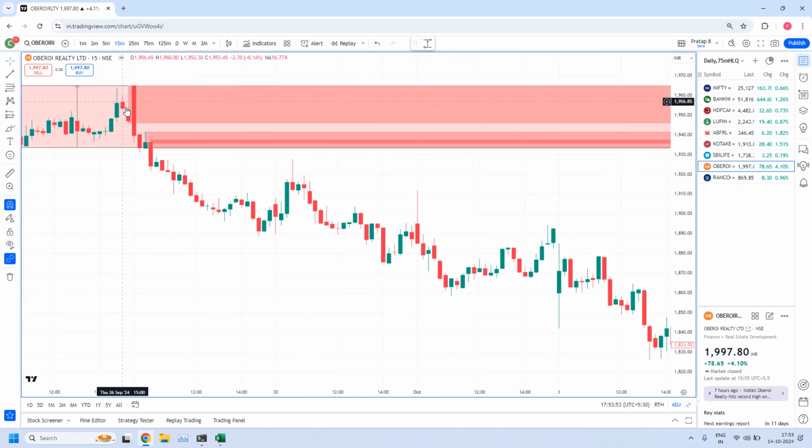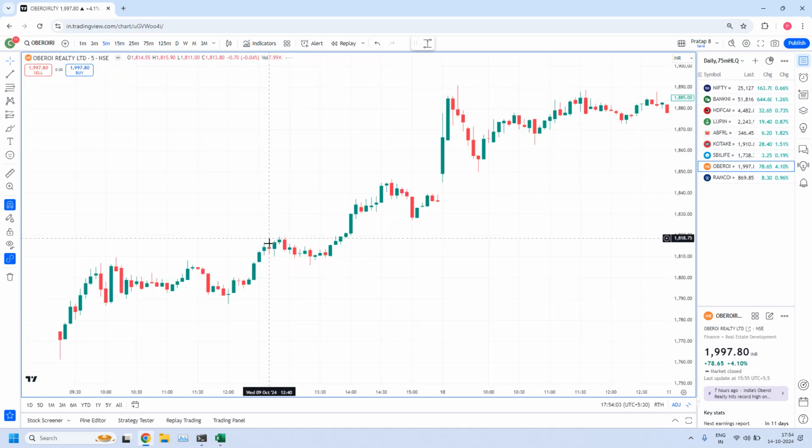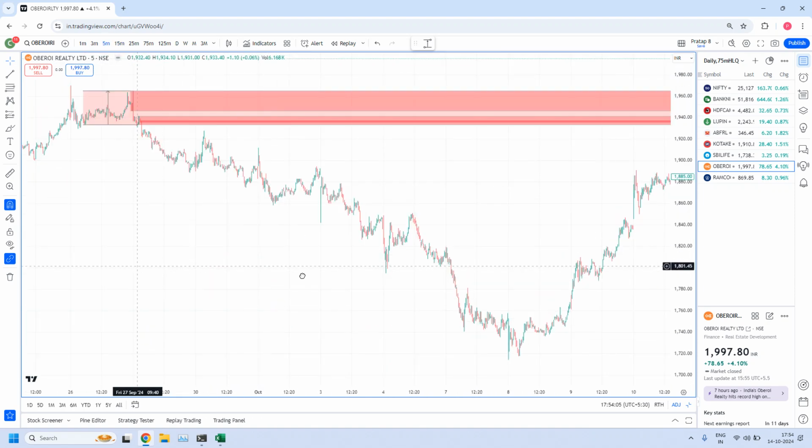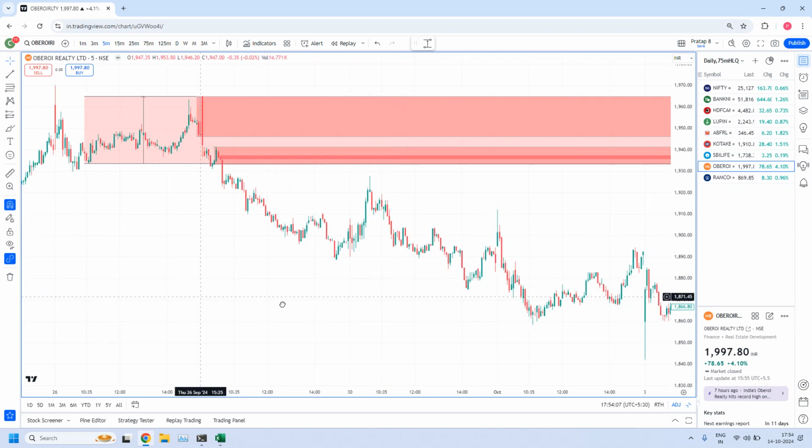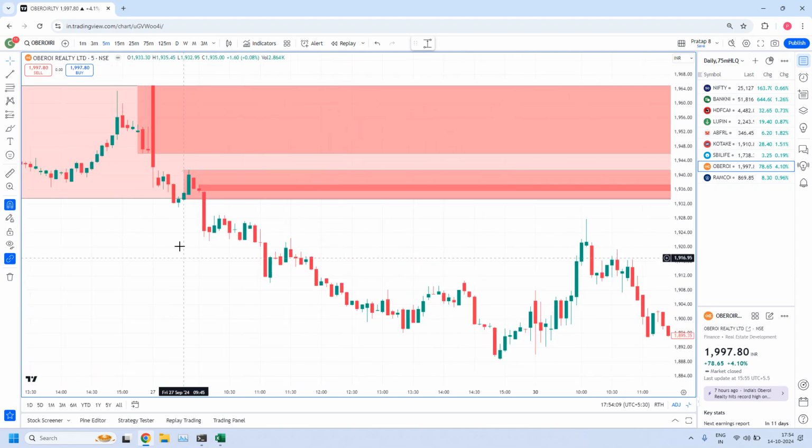See here you have a rally, 2 base candles and a drop, and again a drop. This is again a drop, base, drop. Again fine tuned with 5 minutes time frame. Here you have an excellent drop, base, drop. And here we can't draw the zone, a 5 minutes fine tuned zone.